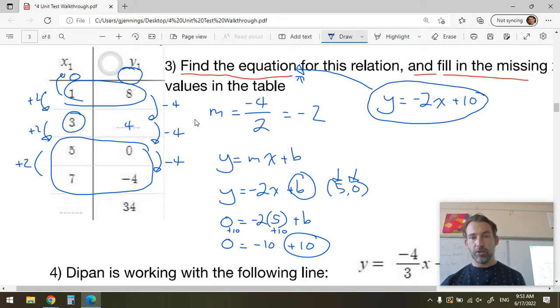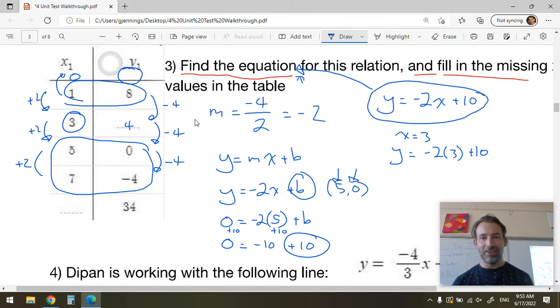Or I can use my equation. So I say x is equal to 3, and I want to know what y is. I say y is equal to -2 times 3 plus 10. Also 4. Lucas? Keep going? Okay. So -2 times 3 is -6. -6 plus 10 is 4. All right.